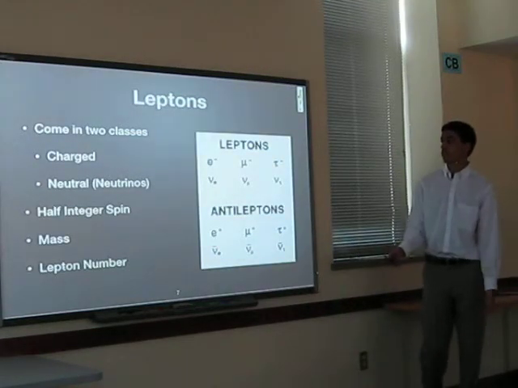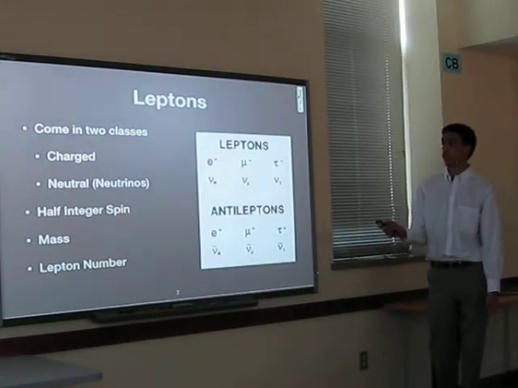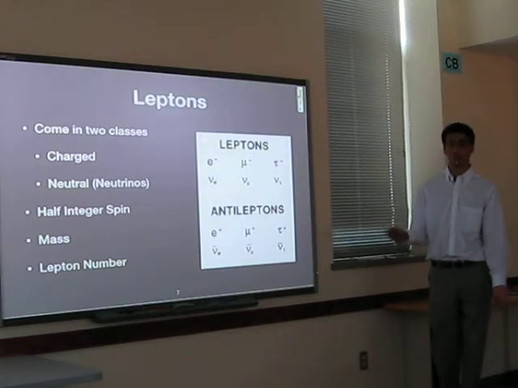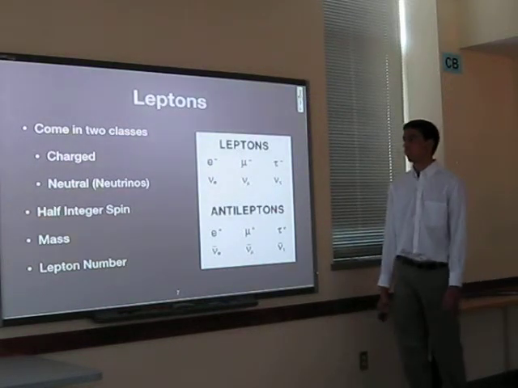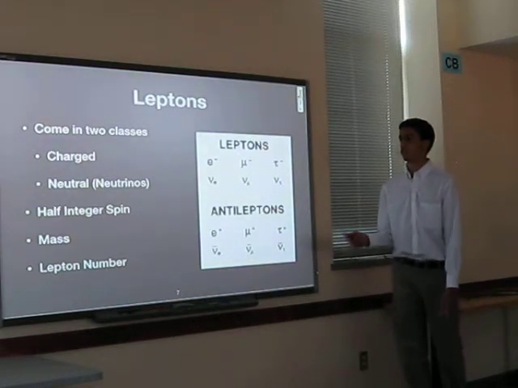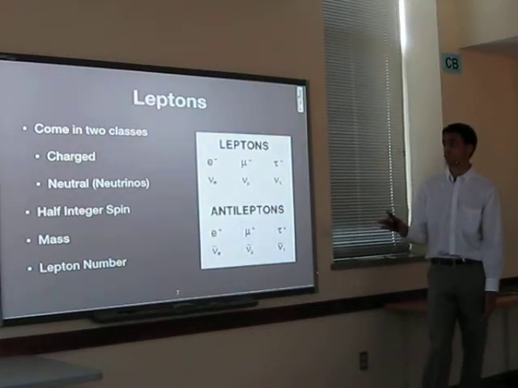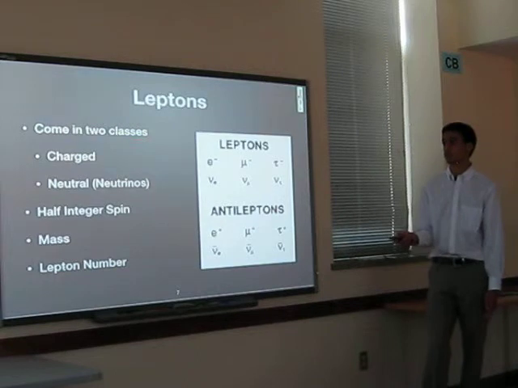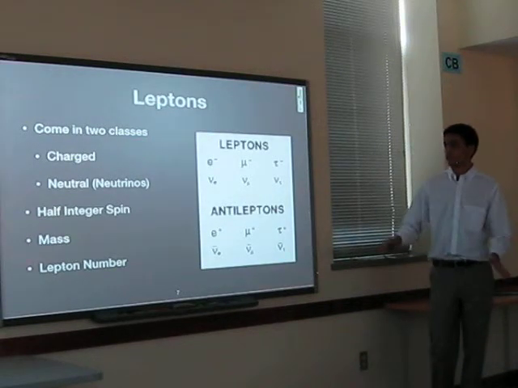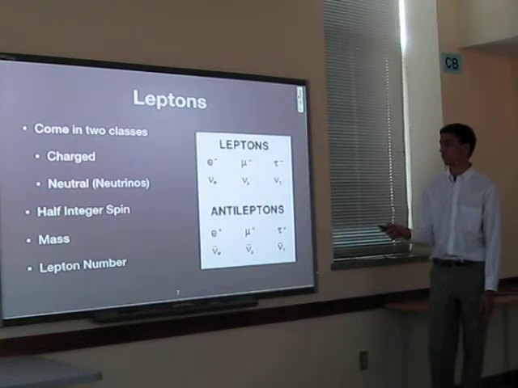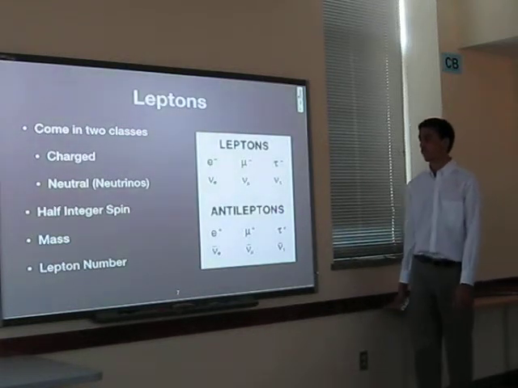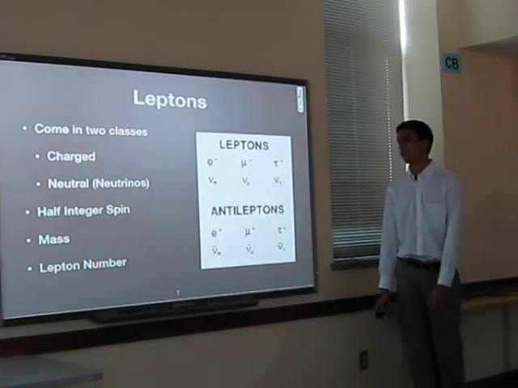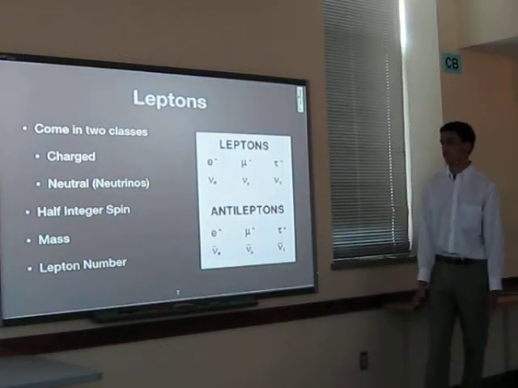So the electroweak force works a lot with leptons. Electrons are a kind of lepton. The leptons come in 2 classes. There's the charged particles, like the electron, the muon, and the tau, and there's the neutral particles, which couple with them. You have the electron neutrino, the tau neutrino, and the muon neutrino. They all have a half-integer spin, and they all also have mass and a lepton number.